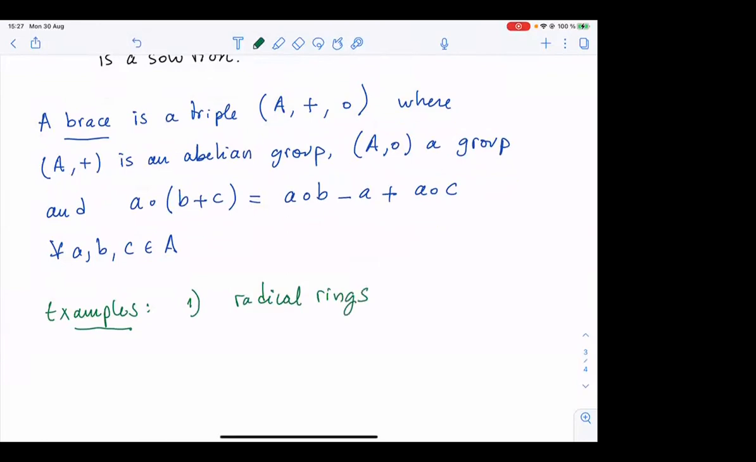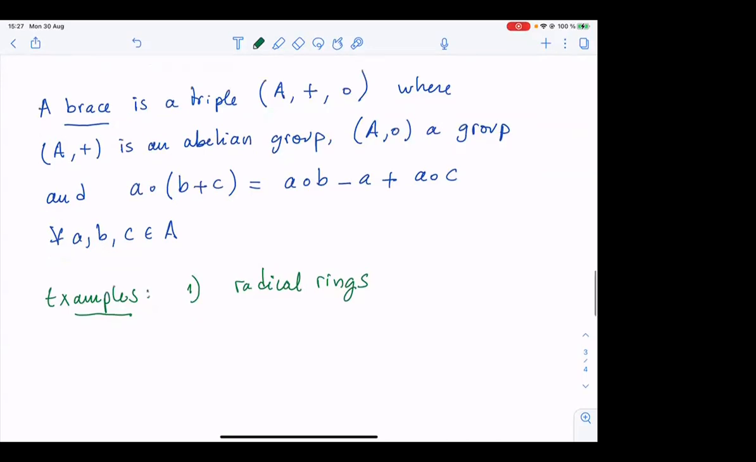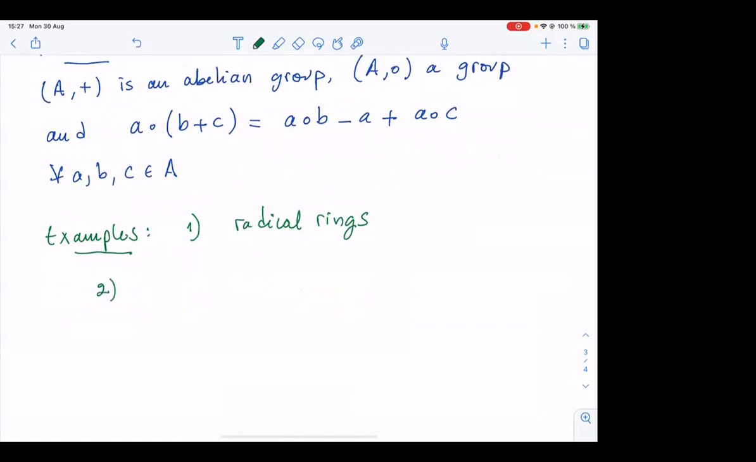Okay, so every radical ring is a brace. So that's pretty easy. So the theory is clearly non-empty, and it is somehow a spin-off of the classical theory of Jacobson radical rings. And let me give you another concrete example.